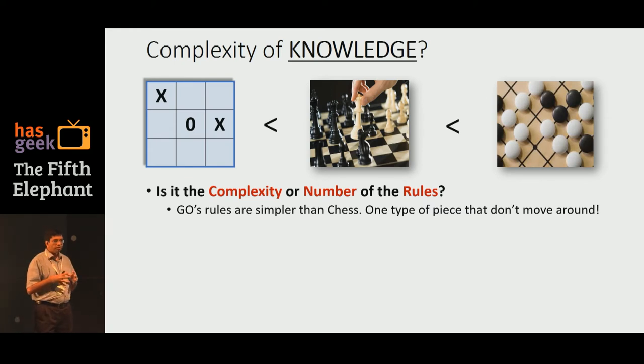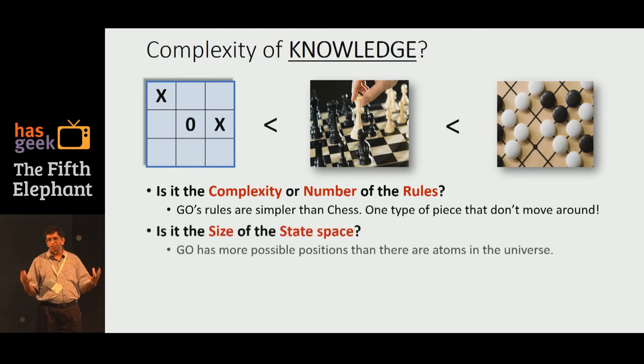So the size of the knowledge, if you will, the number of rules, does that make something complex? That is one notion of complexity. I'm not saying yes or no. Another notion of complexity could be the size of the state space: how many possible states the system can have. Obviously this one can have 2 to the 9 possible states, but chess and these games can have a very large number. So that's another notion of complexity, which is how big your state space is.